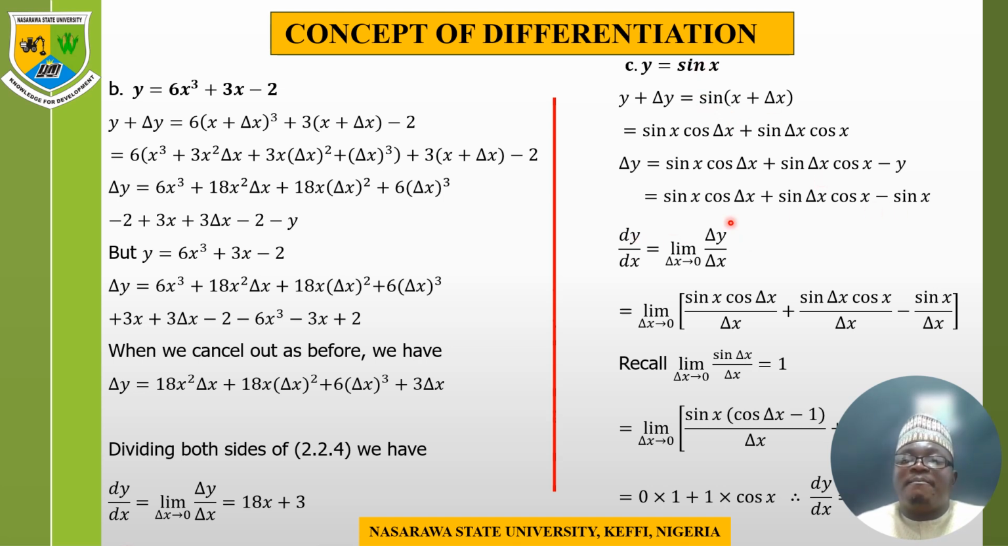Then the next step, we divide both sides. But before we divide both sides, remember the limit as the increment of x tends to 0 on both sides. We divide both sides by the increment of x: this one by the increment of x, this one by the increment of x, and this one by the increment of x. Then remember that when you have sine theta divided by theta, it is equivalent to 1. Then when you replace it here, you are going to have 1 here.